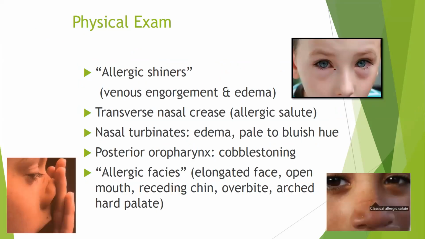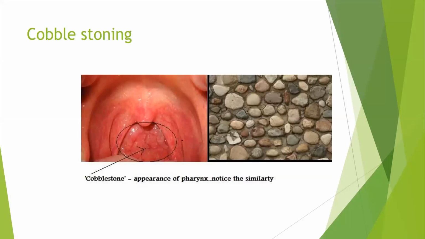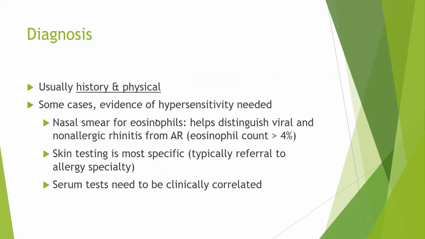Another thing that you might see on these kids is these allergic shiners. So you kind of see this darkening there. And then here's the allergic salute, because they're doing that number. So that's a transverse nasal crease, and then the allergic shiners. In the posterior oropharynx, you can see some cobblestoning. And these allergic facies are this kind of elongated face, open mouth, receding chin, overbite, and arched hard palate. Here's the cobblestoning. You can see that shiny cobblestone appearance to the posterior pharynx.